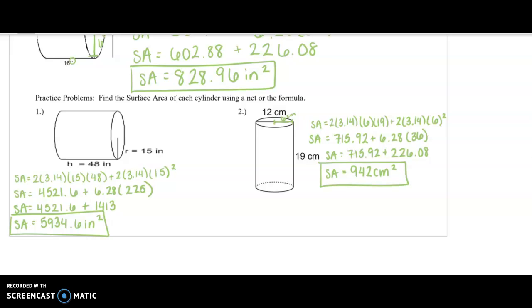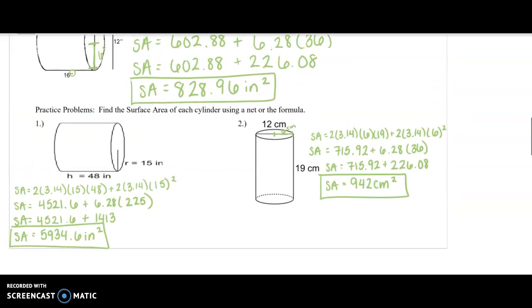Okay, so that is how you do the surface area of a cylinder. It wasn't too bad. Our notes were obviously super short. So we will be doing a couple practice problems together in the guided practice shortly.